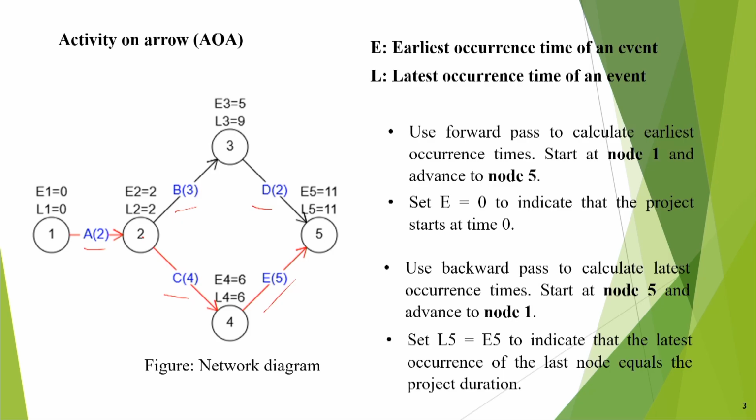activity B can start only when A is complete, and activity C can start when A is complete. So, you see B and C can be done in parallel also, it is not in series. Okay. Then after B is complete, you can do D, and after C is complete, then you can do E. So, this is how it is moving.